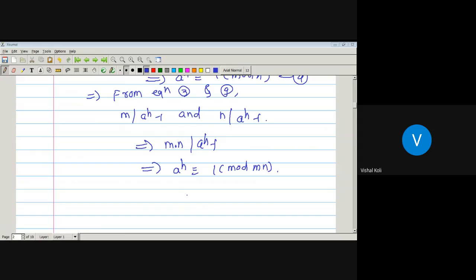Okay, now as a to the power h is congruent to 1 modulo mn, what is the order of a modulo mn?